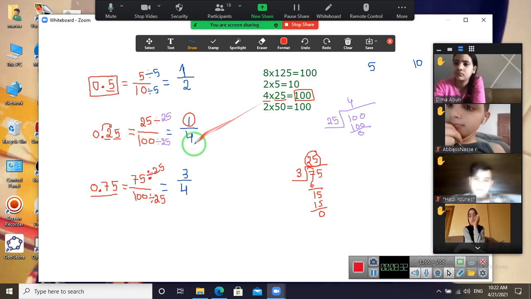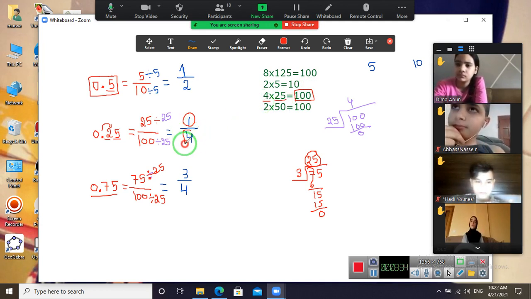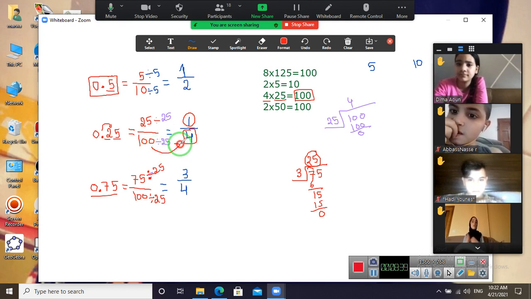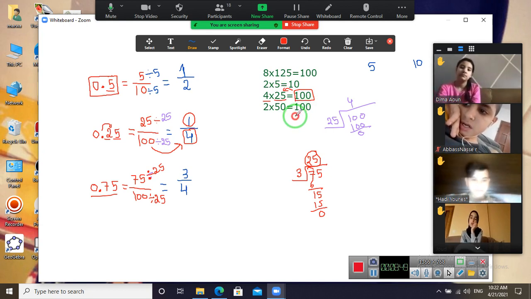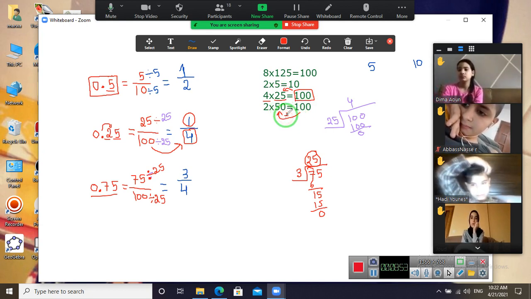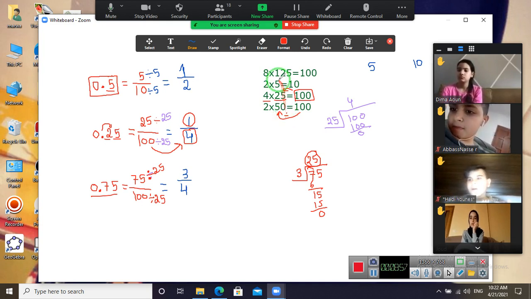You get 4 as an answer. So 100 divided by what gives me 4? You should memorize it. 100 divided by 25 gives 4. Or 100 divided by 50 gives me 2. You can flip the numbers. You can make it divide instead of times. Yes or no? Yes.